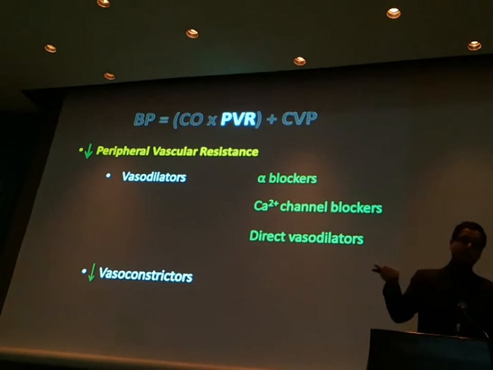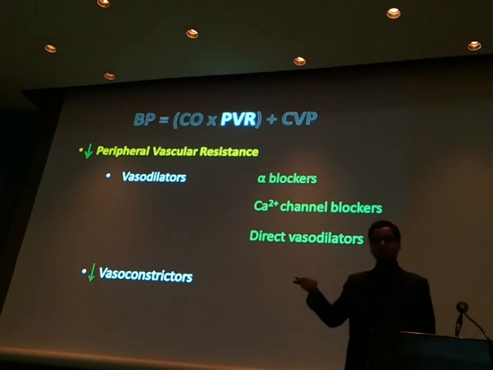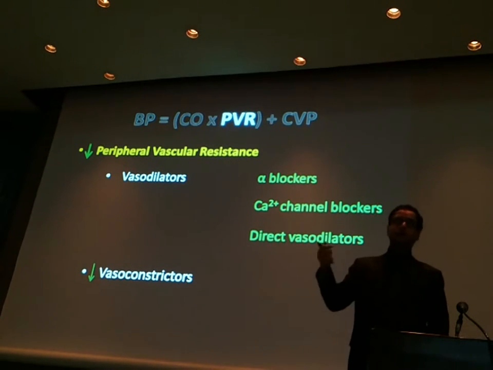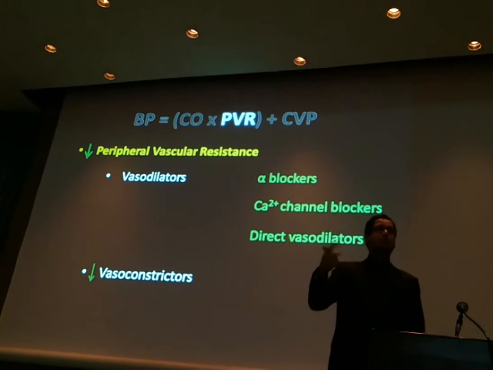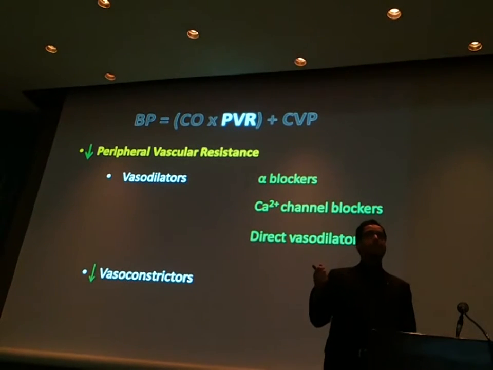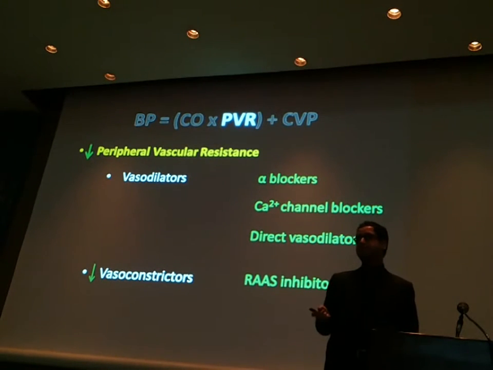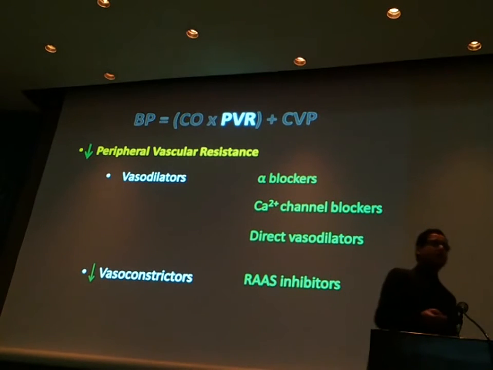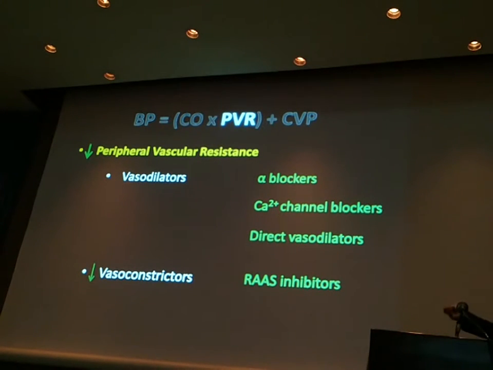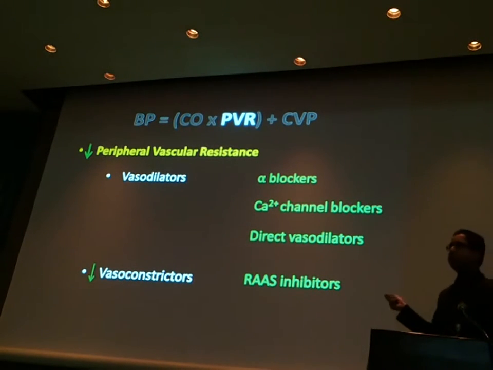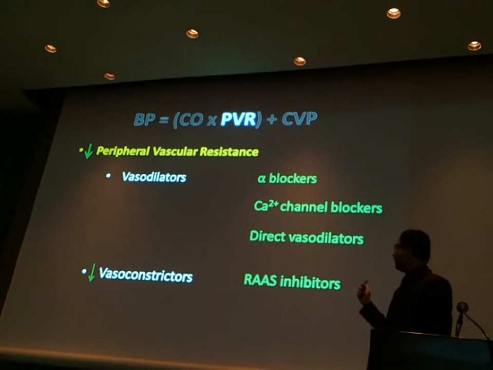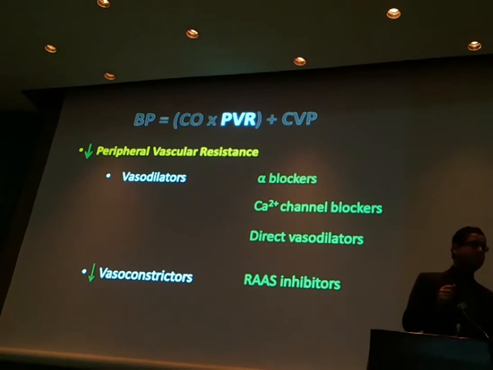Maybe alpha-1, so I might use alpha-1 blocker. Agonist. Or sorry, antagonist, an alpha-1 blocker. But what's the other thing? RAS. Are you even here? I said study the lecture before you come here. Okay, so it's the RAS inhibitors, the renin-angiotensin-aldosterone system inhibitors.